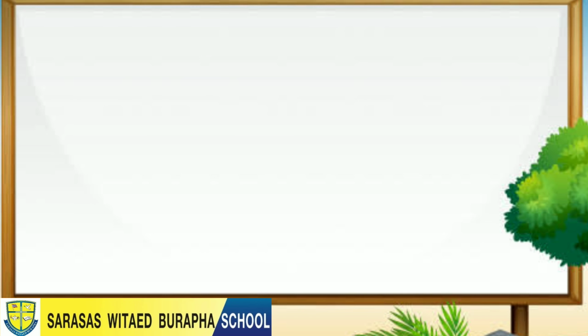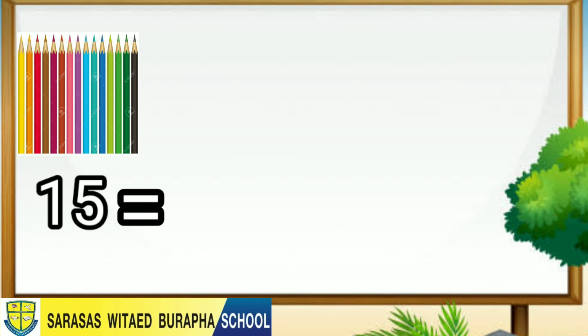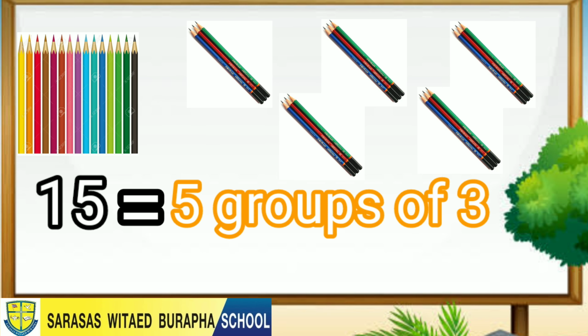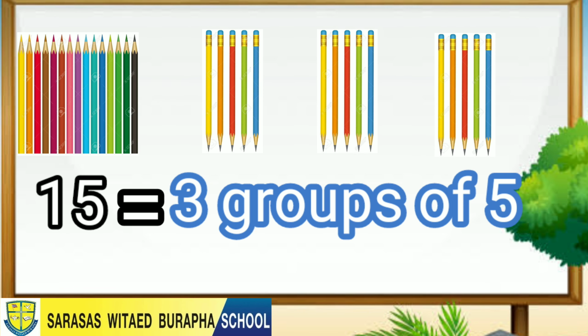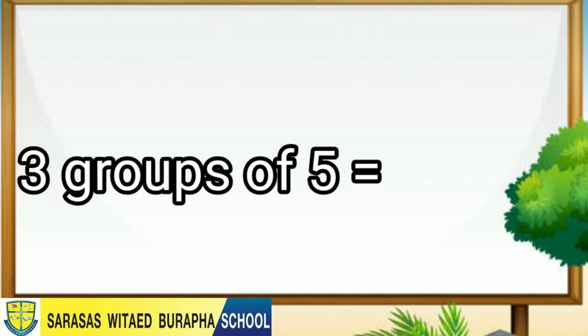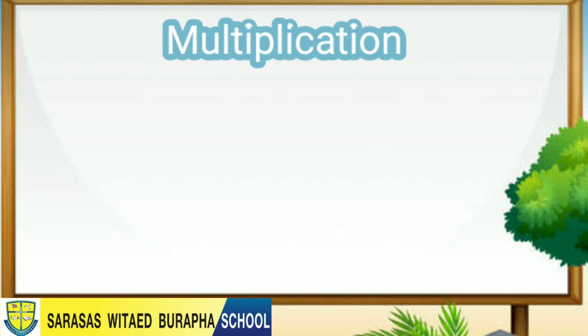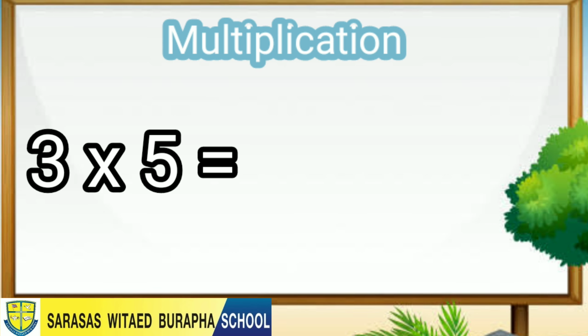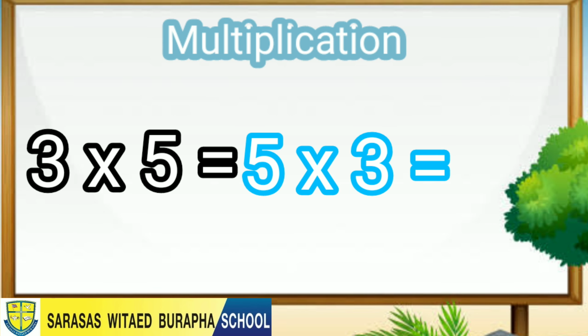Another example is you have 15 pencils. 15 pencils is equal to 5 groups of 3 or 3 groups of 5. Now, 5 groups of 3 is equal to how many? Very good. It's 15 pencils. And 3 groups of 5 is equal to? Yes, 15 pencils as well. In multiplication, you can write it down as 3 times 5 is equal to 5 times 3 equals what?